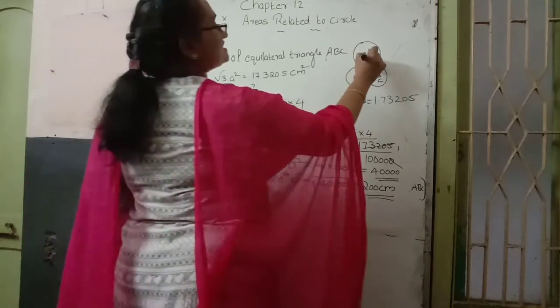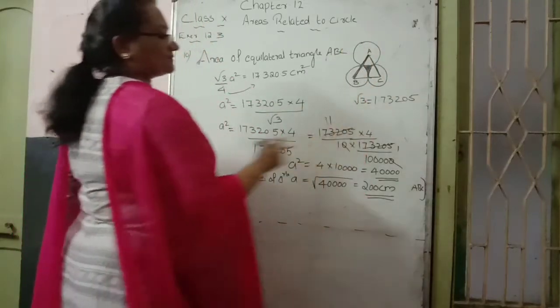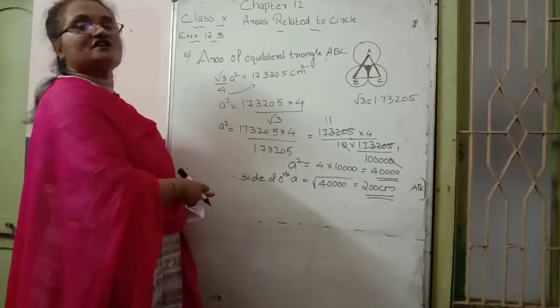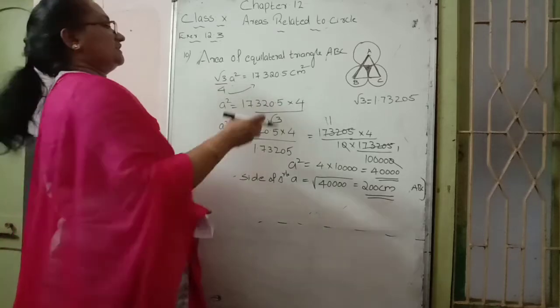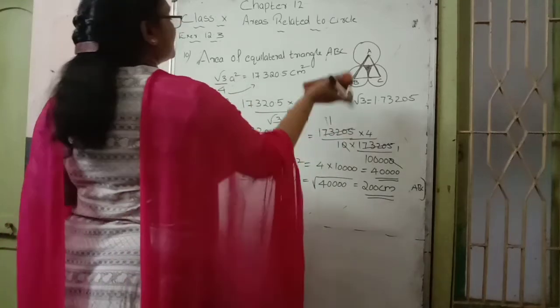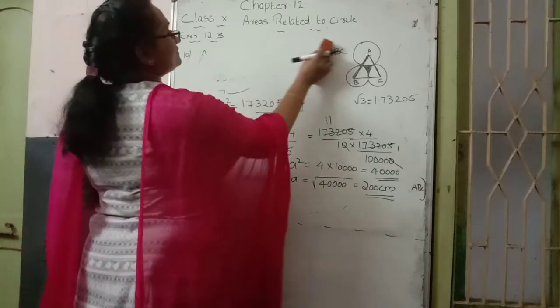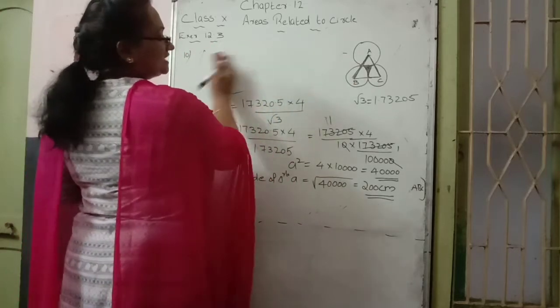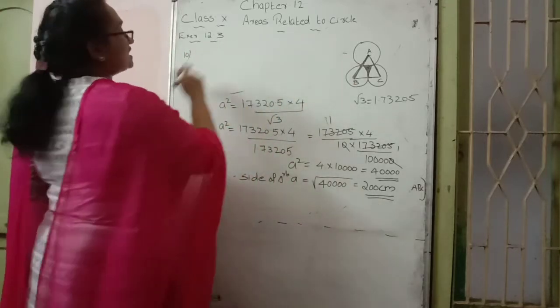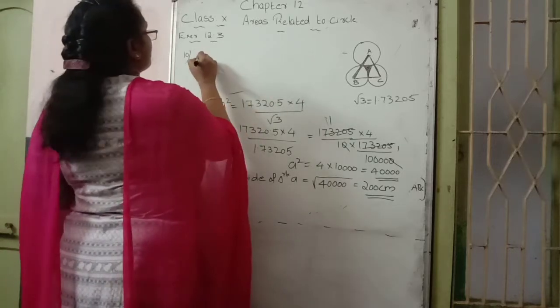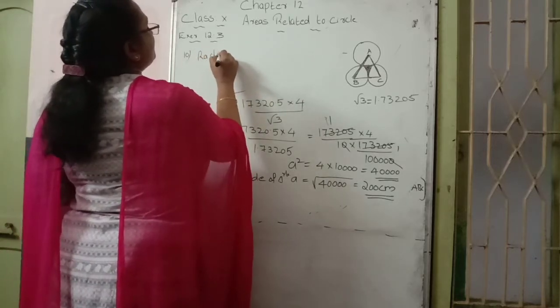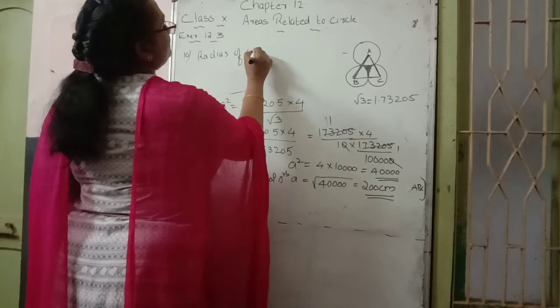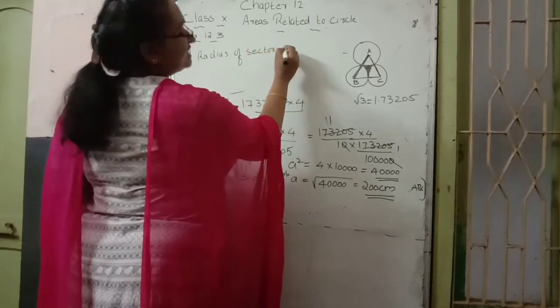The side means the distance from A to B is the side of the equilateral triangle, and that becomes 200. We got that value. Then using that value, what can we say? Here we can say the radius of the sector will become how much?